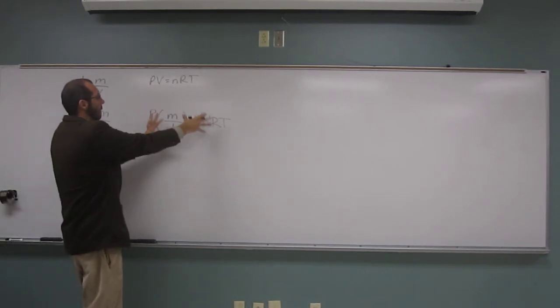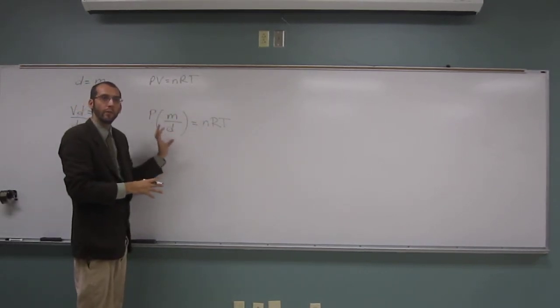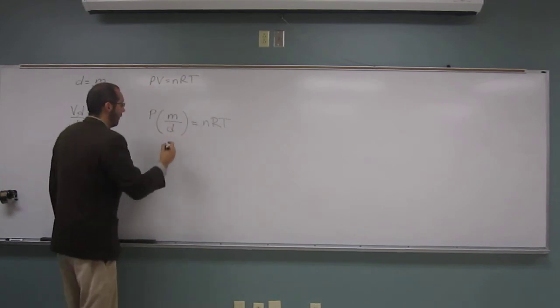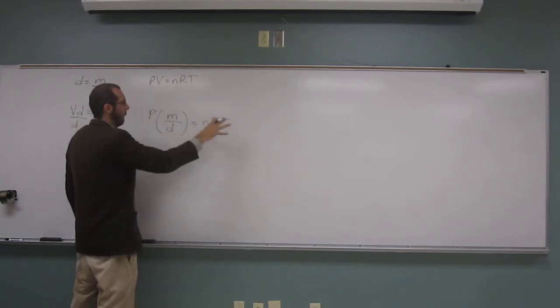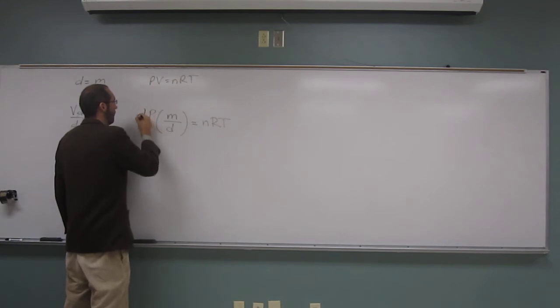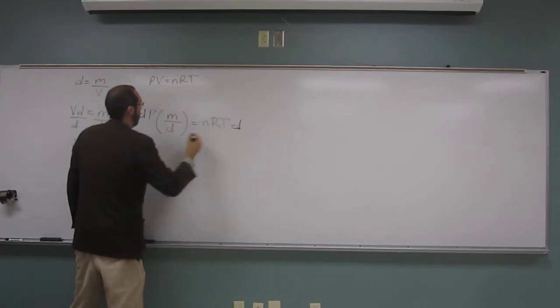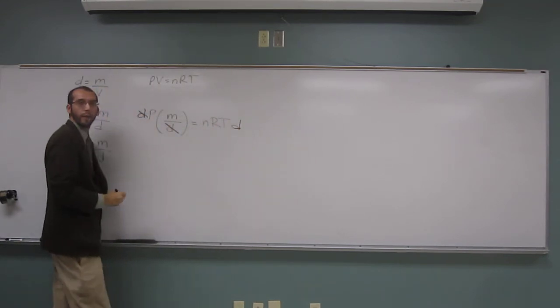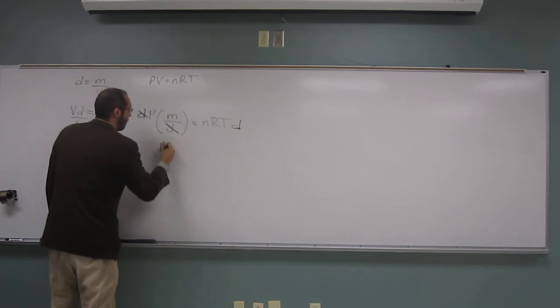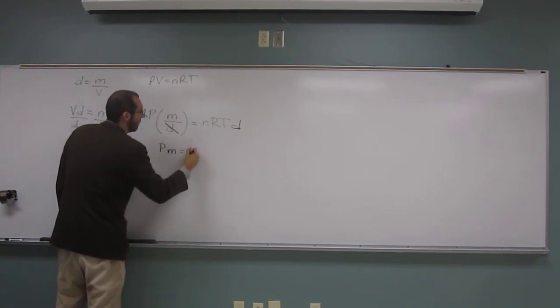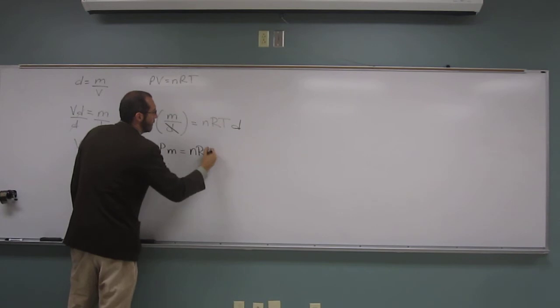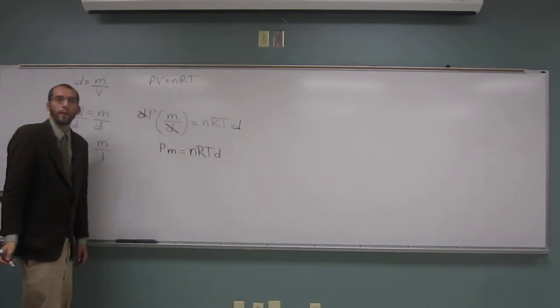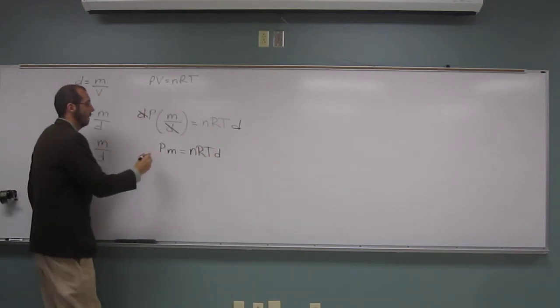Okay, so let's rearrange this equation because we want to solve for density, right? So multiply both sides by D. That's going to cancel that, right? We're going to get PM equals nRTD. Okay, so now what are we going to do?